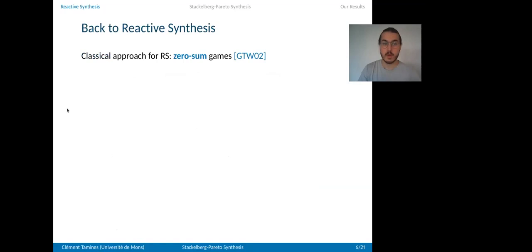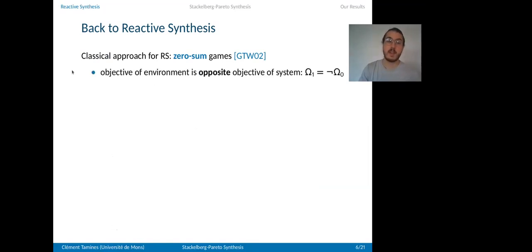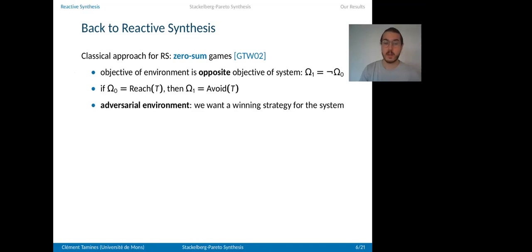Let's now come back to reactive synthesis. So the classical approach for reactive synthesis uses zero-sum games. That is, the objective of the environment is the opposite objective of the system. For example, if the objective of the system is to reach some set of vertices T, then the objective of the environment is to avoid this set of vertices. We say that the environment is adversarial, meaning that it wants to make the system fail. And therefore, we want a winning strategy for the system.